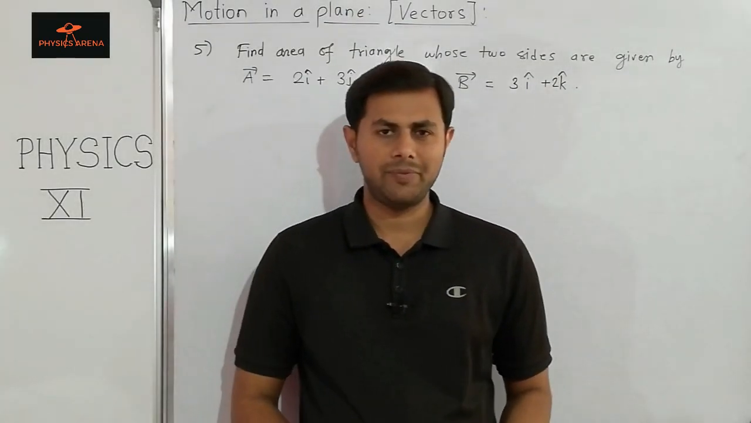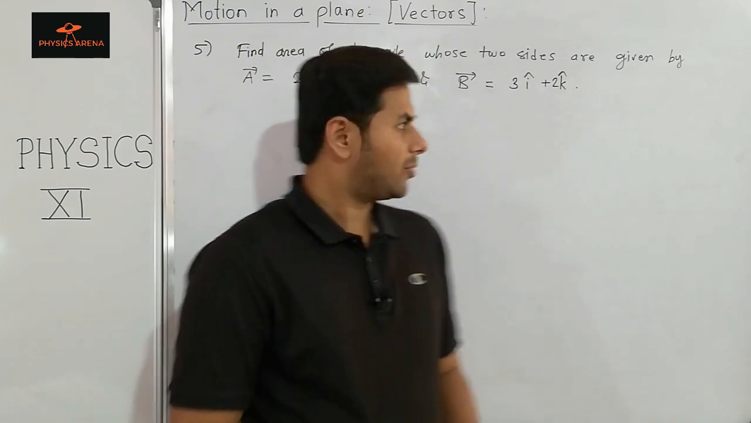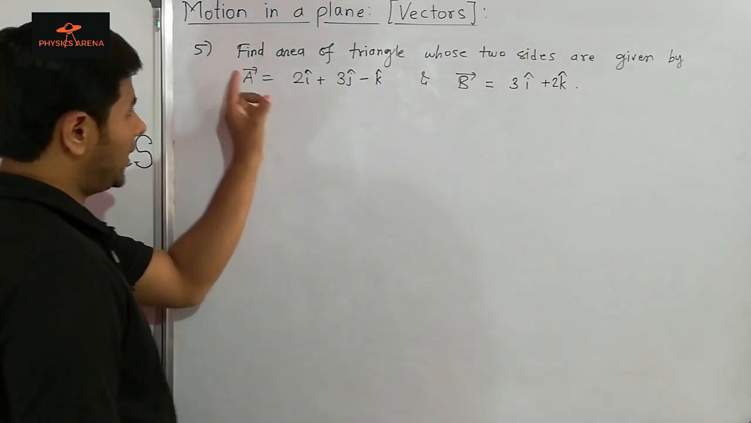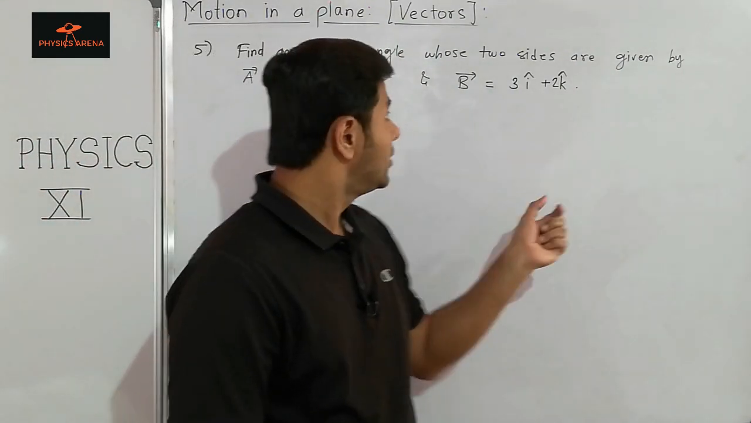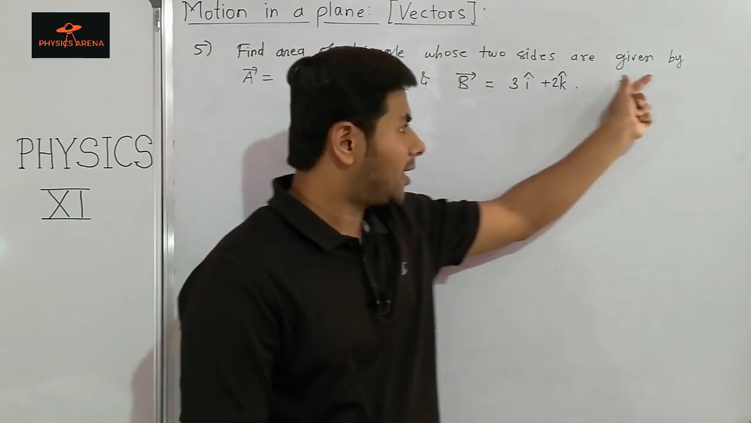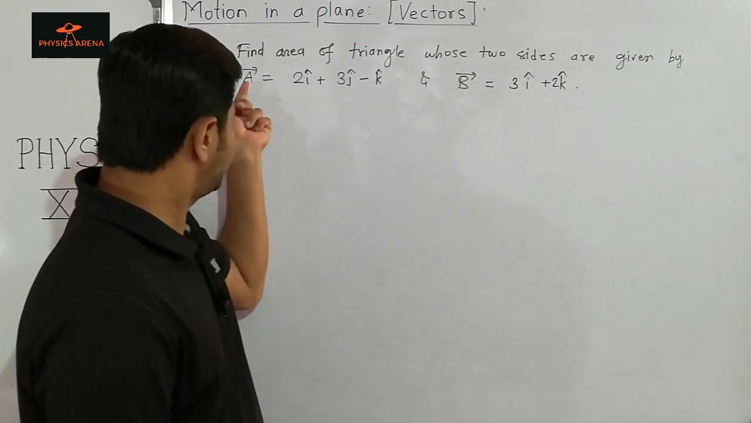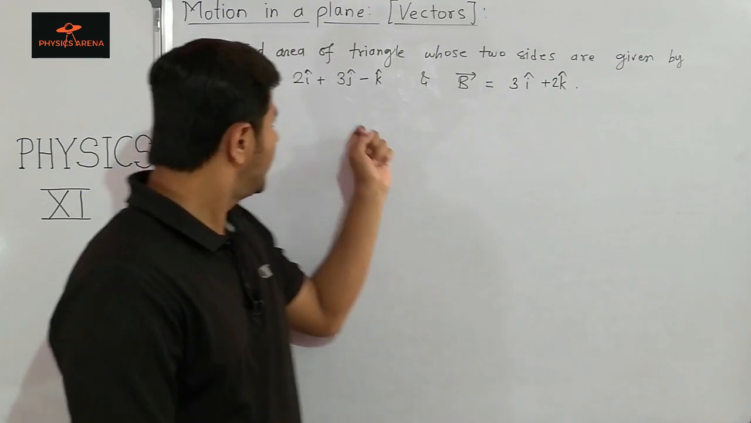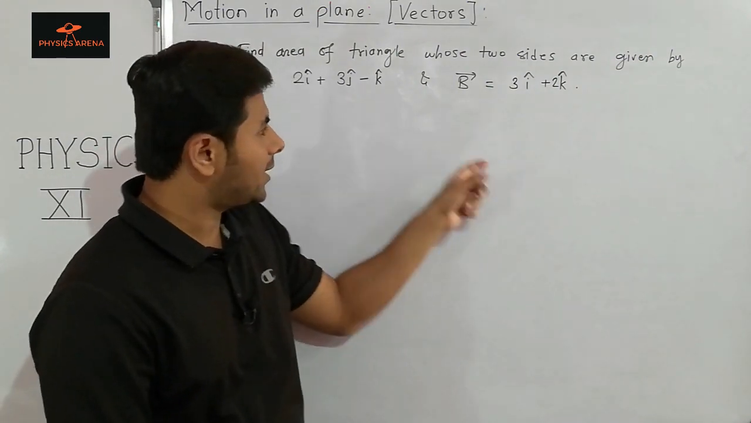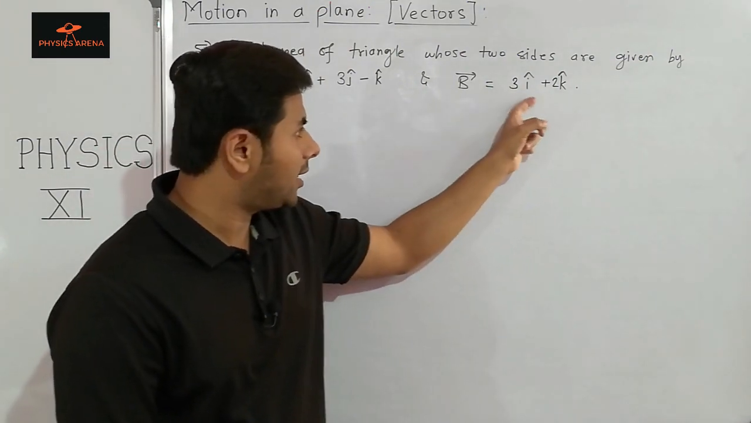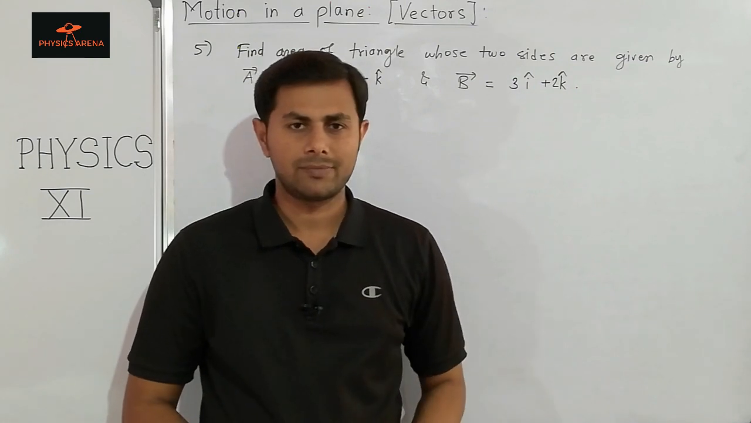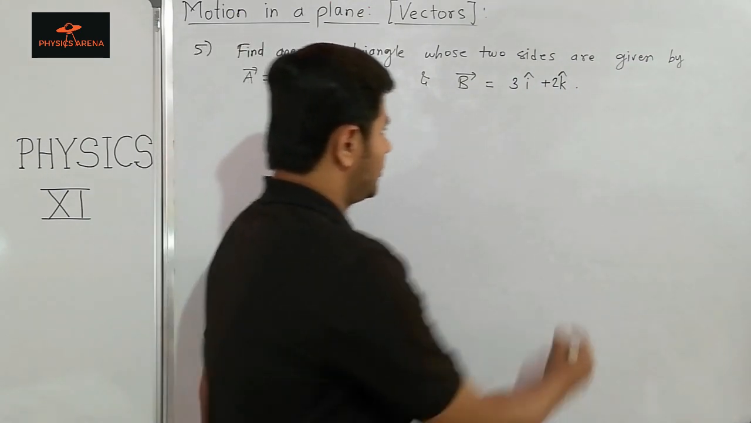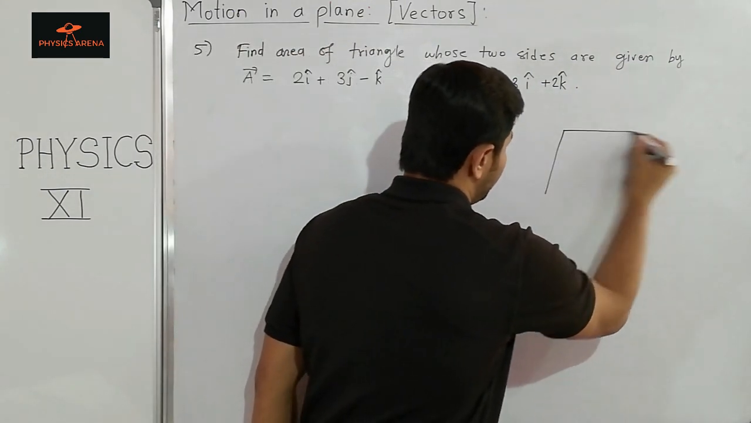Now let us see problem number 5. Problem number 5 is: find the area of a triangle whose two sides are given by these two vectors, a bar equals 2i plus 3j minus k cap, and b bar equals 3i plus 2k cap. So how do we solve this?